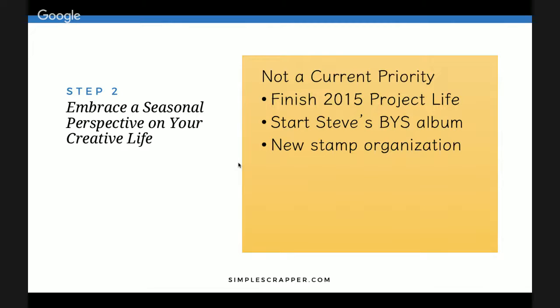So you can see here my example is of things that are not a current priority. So for me, because of other things that I do want to do during these last 3 months of the year, finishing my 2015 Project Life, I chose that to not be a priority. By acknowledging that this isn't on my plate, I don't think about it when I sit down to scrapbook. I don't worry that, oh, I really should be working on that because I want to finish. Yes, I want to finish, and I will finish early in 2016, but right now, it's not a priority.